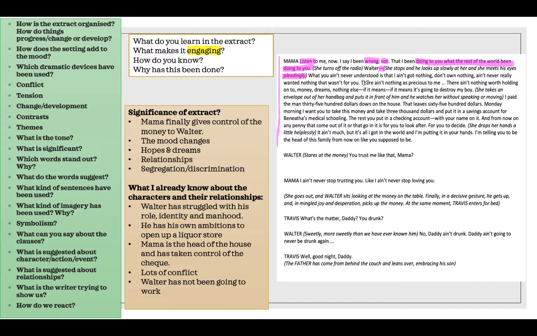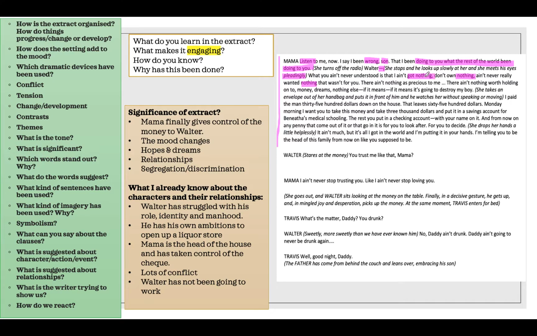And she says, "what you ain't never understood is that I ain't got nothing, don't own nothing, ain't never really wanted nothing." So we have this repetition of "nothing." And we could comment on the fact that it's at the end of all of these clauses. So if you have a repetition of words or phrases at the end of successive clauses, that's antistrophe. So we could talk about that using a technical term, or we could just talk about the repetition.